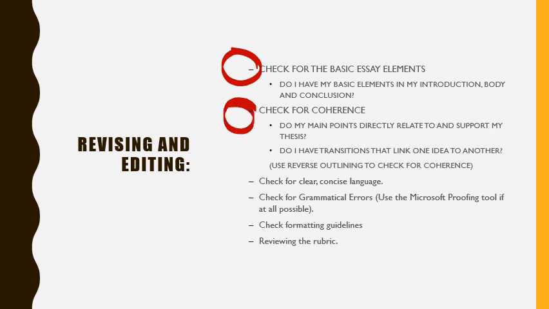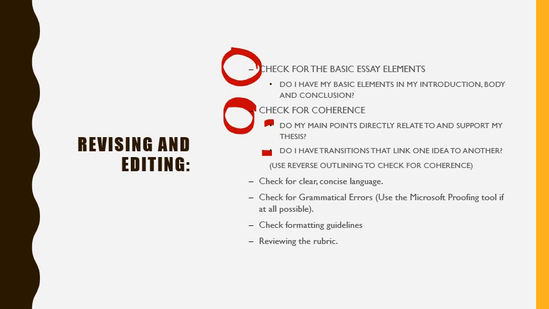The second thing that I would do is check for coherence. The first thing I would ask myself is, do my main points directly relate to and support my thesis? If they do, good. If not, I need to stop. I need to go back. I may need to take out some paragraphs or some information that do not directly relate to my thesis. Next thing I want to make sure of, if I haven't done it in the drafting phase, or I may want to check it here, is do I have transitions that link my ideas, one idea to another?